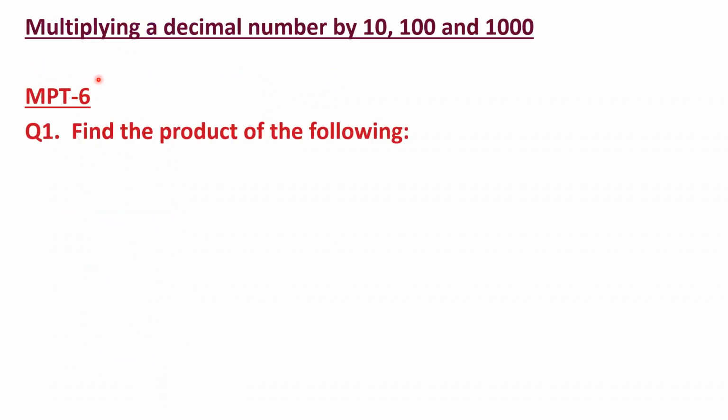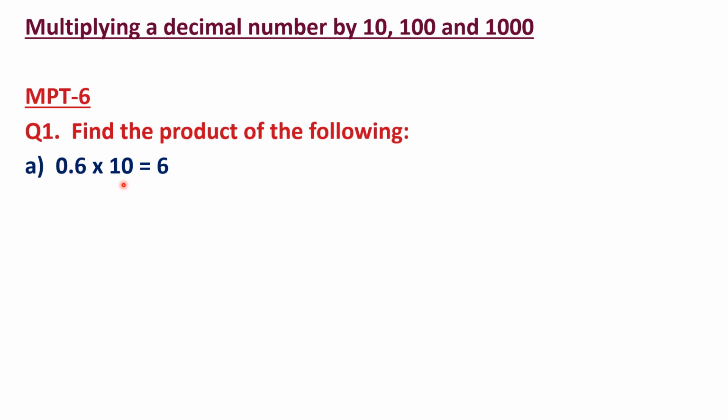Now our next topic is multiplying a decimal number by 10, 100 and 1000. Okay, so in My Practice Time 6, question number 1, find the product of the following. You see here 0.6 is multiplied by 10. Now children, whenever we want to multiply any number by 10, 100 or 1000, we have to shift the decimal point towards the right hand side.